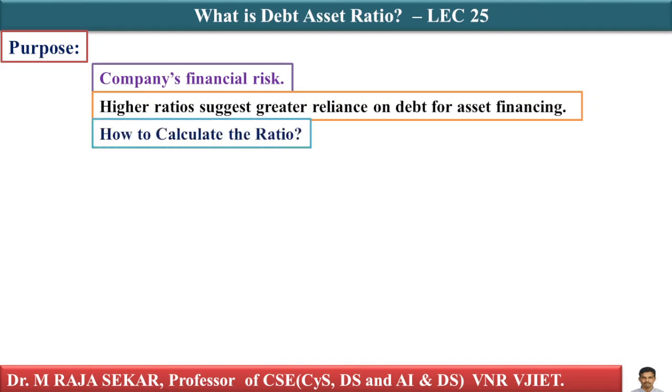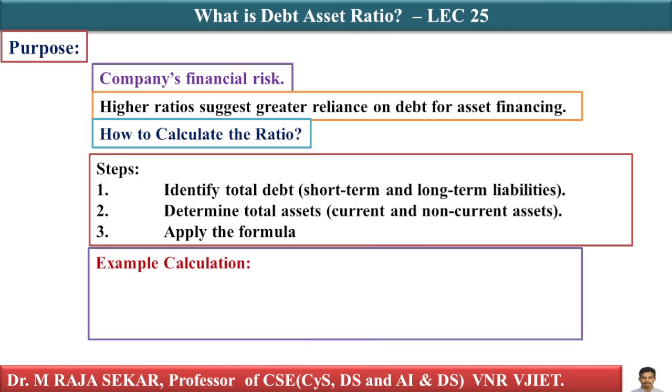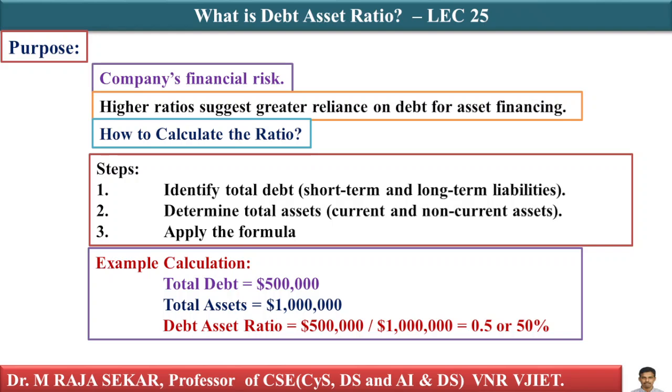Anyway, how to calculate it, we will see. It's simple: identify total debt, determine total assets, apply the formula. Just take one simple example. Let me assume this is my debt. Let me assume this is assets, and I'm dividing total debt by assets. I'm getting 0.5 or 50%, isn't it?